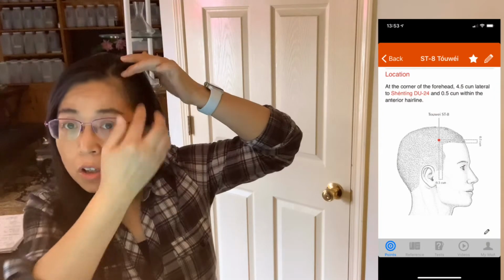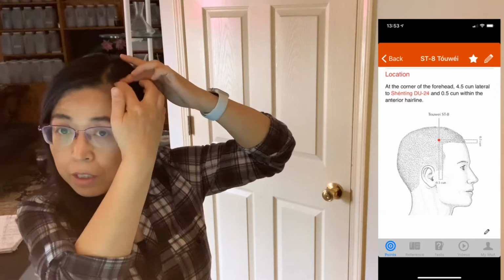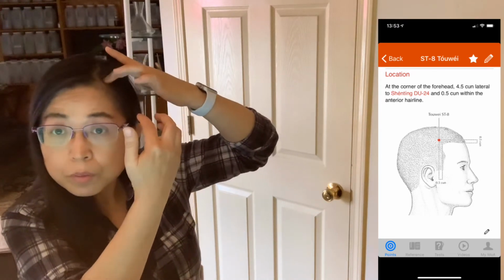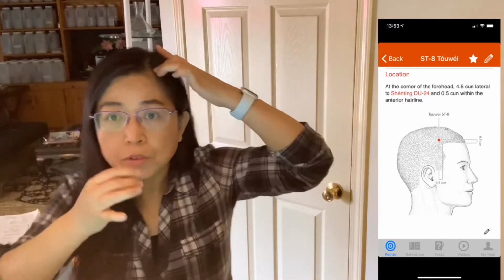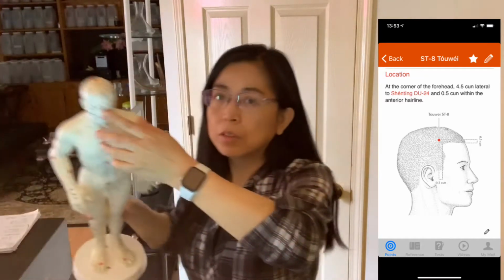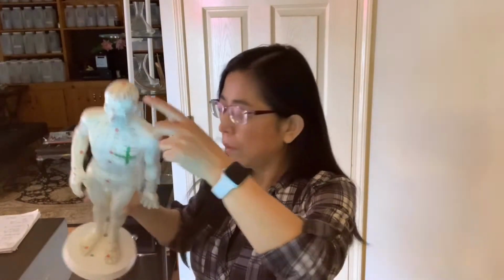The second important point for the frontal headache will be the stomach ache, which is on the corner, 1 centimeter within the hairline, in the middle of the corner of the hairline, which is roughly here. Or on the model, it's right here.